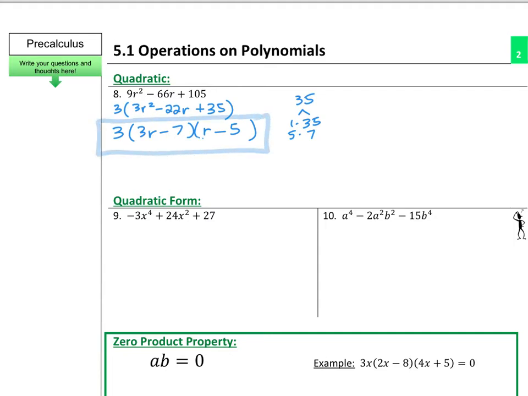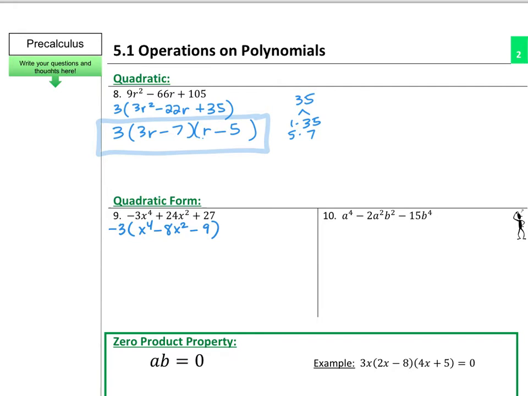Okay, so on the next one. On these in quadratic form, let's see. I know I got to factor out a negative in the front, right? So if I take the negative out, can I take a 3 out? Yeah, I can take a 3 out. So this would be x to the 4th minus 8x squared minus 9.